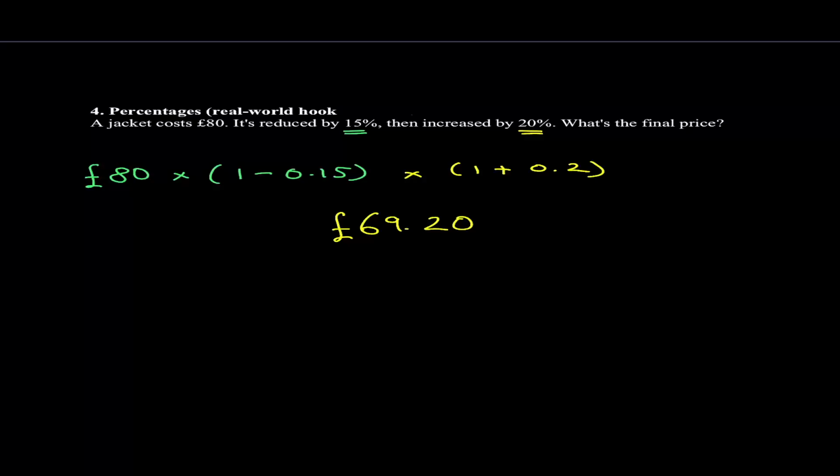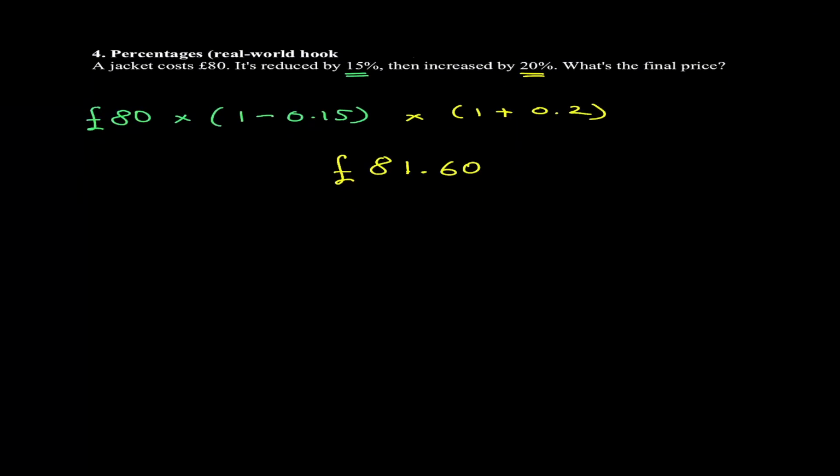It should not be £69. It should be £81.60. There we go. Okay, but let's do this without a calculator. The key to remember is whenever we're doing a percentage reduction, it's 1 subtract the percentage as a decimal. And whenever you're doing a percentage increase, it's 1 plus the percentage as a decimal. So that relates to the increase and that relates to the decrease.